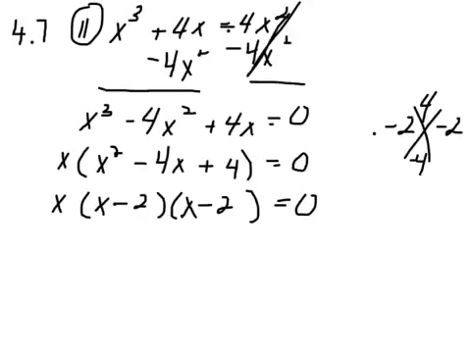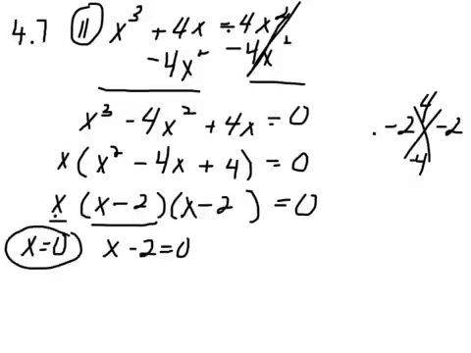Now, one thing we might notice is we've got 2 of those x minus 2's. So my next step is to take each factor and set it equal to 0. So I can set x equal to 0. And then I can set x minus 2 equal to 0. But there's no point in me writing down x minus 2 equals 0 again, though I could, because that occurs twice. And why write it down twice? One of my solutions right here is x equals 0.